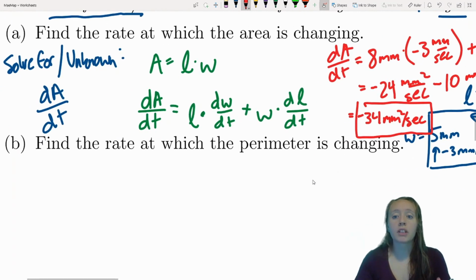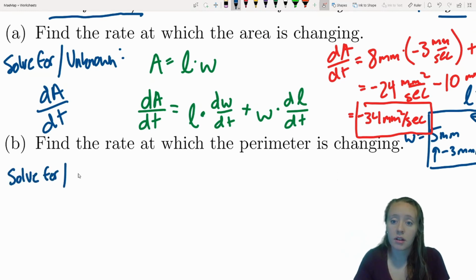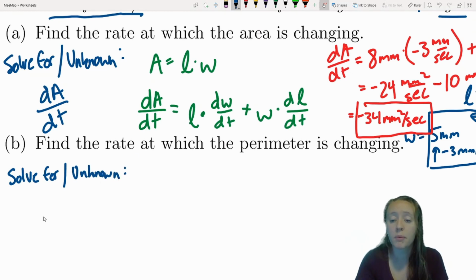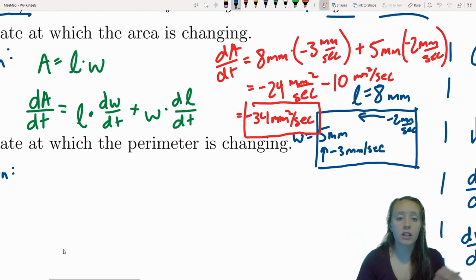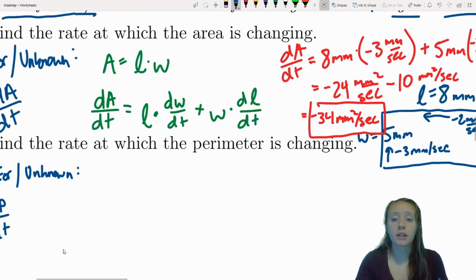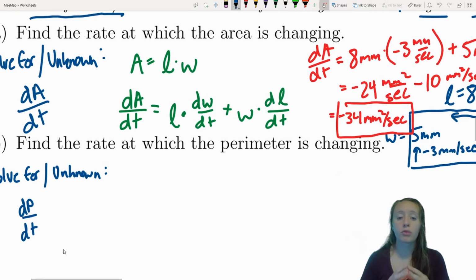In part B, I'm going to find the rate at which the perimeter is changing. So I'm going to solve for my unknown. I only have one unknown at the moment, and that is my dP dt. I'll use P to represent perimeter. And I already have my picture off to the side because we've already filled in that given information from our initial prompt. So what we're going to do now is write out the perimeter formula so that we can take the derivative with respect to time.